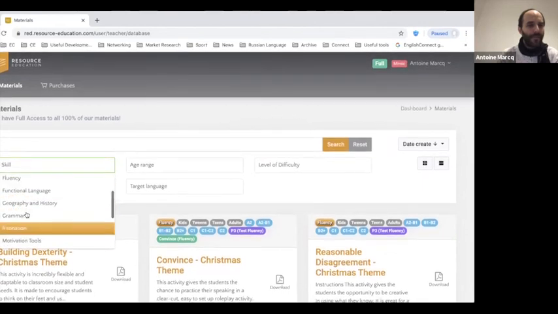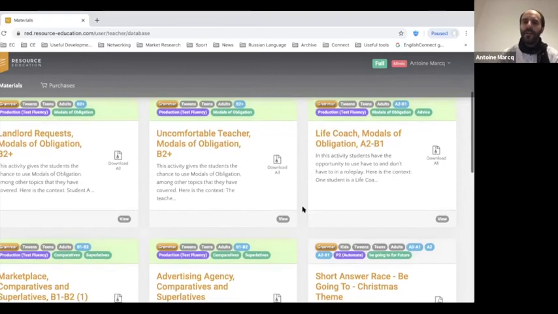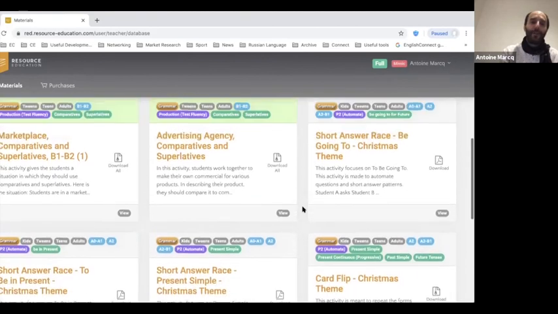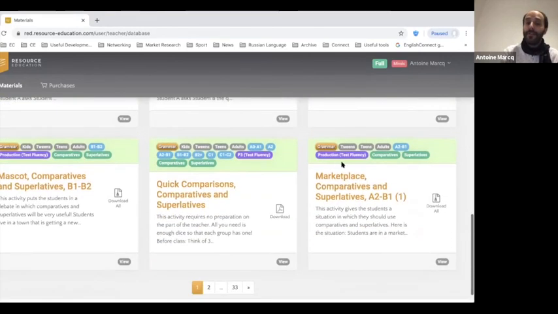What else do we have new this week? We have 3 new speaking activities for modals of obligation. So start slow, A2, B1. We start with life coach and higher level, uncomfortable teacher and landlord requests, and plenty of new speaking activities for comparatives and superlatives. We have the advertising agency, the marketplace. Marketplace is B1, B2. We also have a marketplace for A2, B1. And we have a nice little mascot debate for B1, B2.